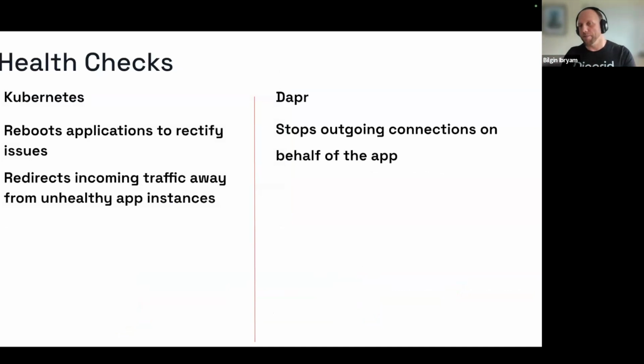So if I were to sum up, Kubernetes will reboot your app, or it will redirect incoming traffic to healthy instances, but Dapr can complement that. In this case, Dapr can actually stop almost any kind of outgoing connections and stop pulling for more work, whether that's from a message queue or some other connector.